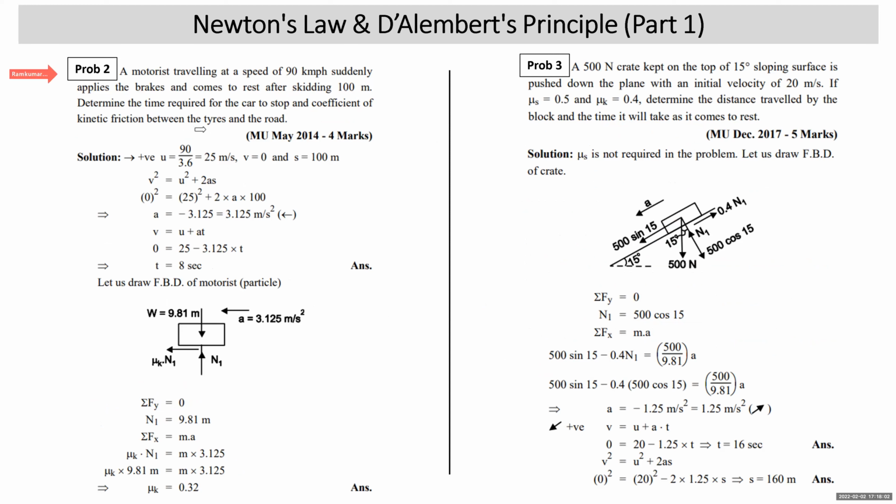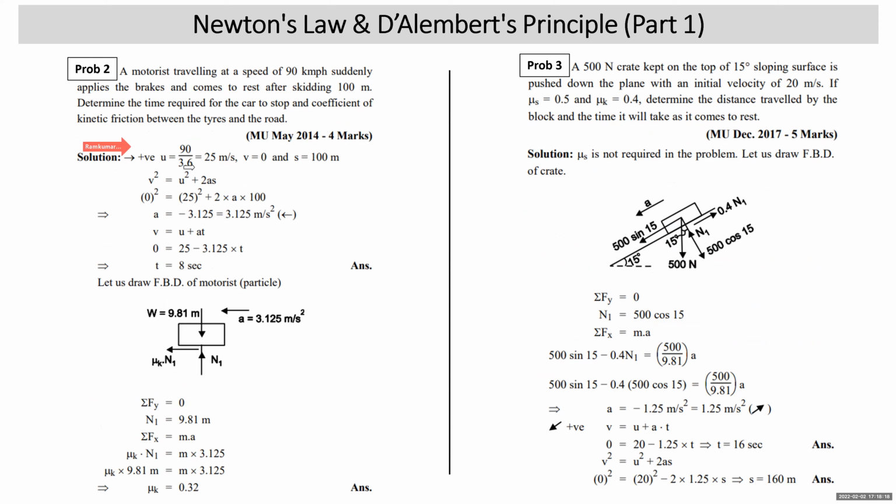Let's come to problem number 2. A motorist traveling at a speed of 90 km/h suddenly applies the brakes and comes to rest after skidding 100 meters. Determine the time required for the car to stop and the coefficient of kinetic friction between the tires and the road surface. Now we take the motion as happening towards the right.